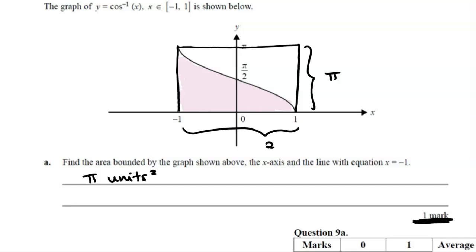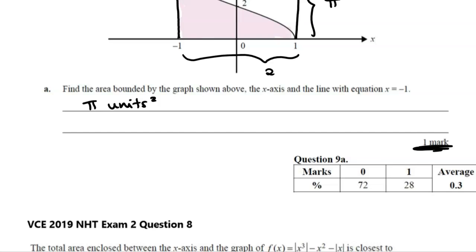And you'll notice this question was worth 1 mark. So I think what a lot of people did is not take notice of the fact that it's worth 1 mark. And they got themselves into quite a bit of trouble trying to do a whole bunch of algebra, trying to squeeze it in. In fact, 72% of people got 0 for this.